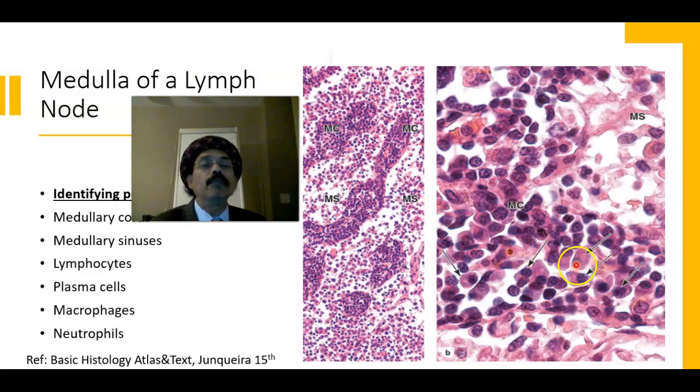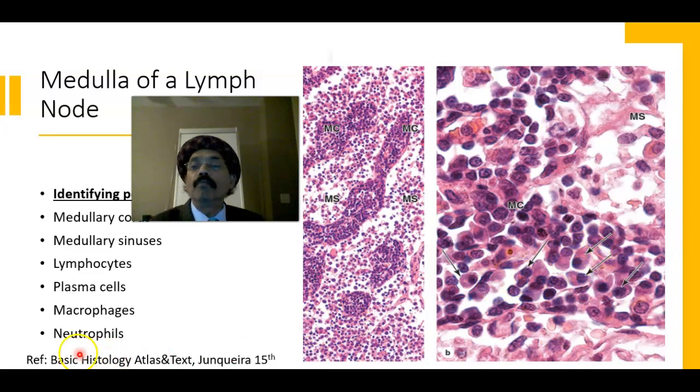In the plasma cell, the nucleus is located at the periphery, an eccentric nucleus. The cytoplasm is usually more than that of an average lymphocyte. Okay, there is the plasma cell. Plasma cells are formed from the B lymphocyte, and the plasma cell will produce antibodies. The function of the plasma cell is to produce antibody.